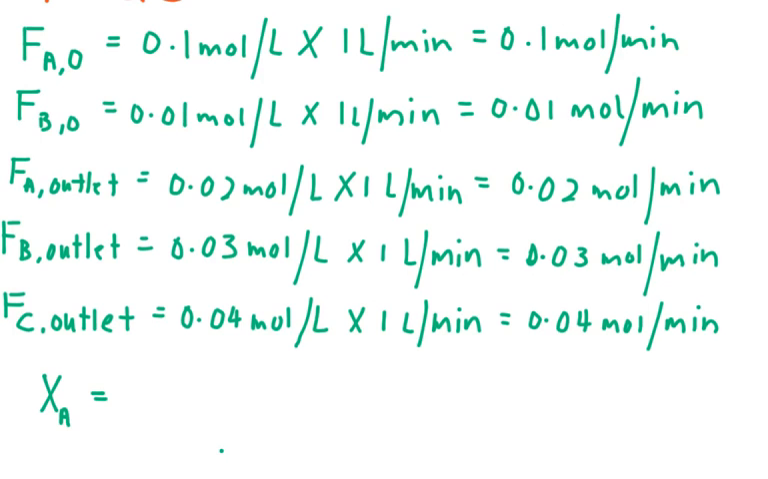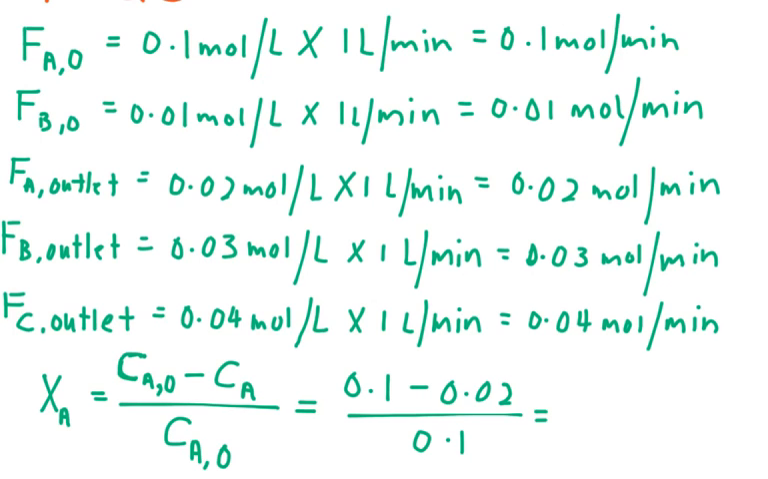To find the conversion of A, the formula is given as the concentration of A at the initial minus the concentration of A at the output, divided by the concentration of A at the initial. So it is given as 0.1 minus 0.02 divided by 0.1, and therefore you will get a conversion of 80%.